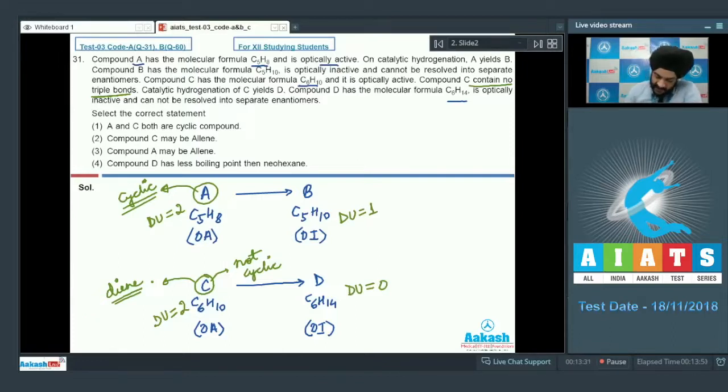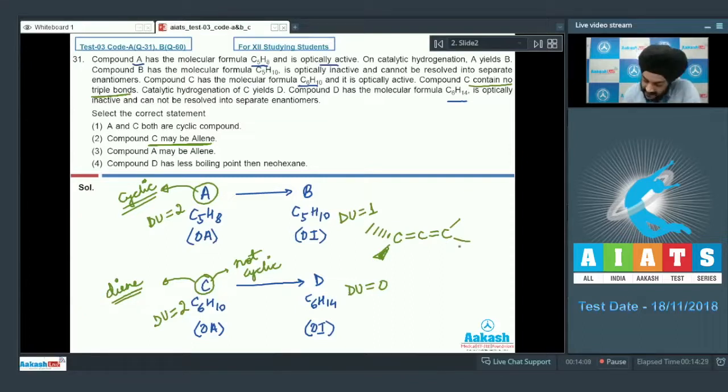So C is a diene and the examiner seems to be interested if the compound C may be an allene. Let's first check this option. An allene has a cumulative double bond. And for the allene to be optically active, the groups present should be different on these positions as well as these positions. So this should not be the same as this, and the group present here should not be the same as the group present over here.